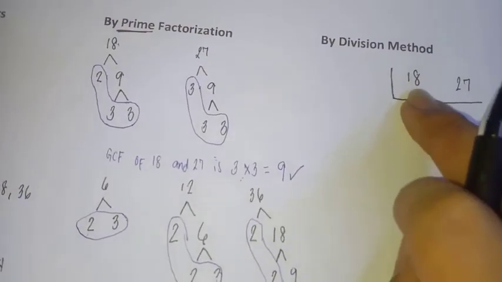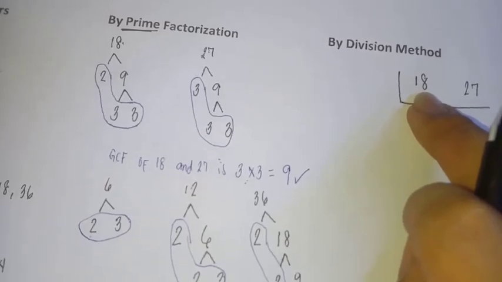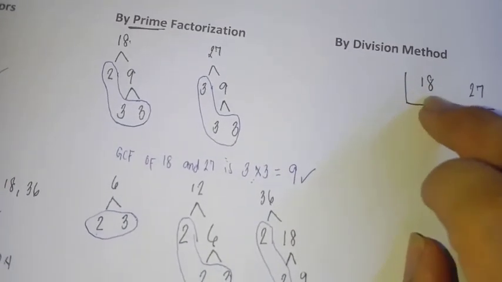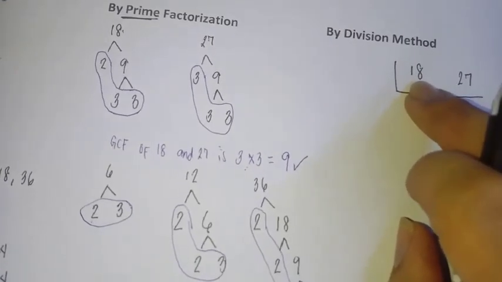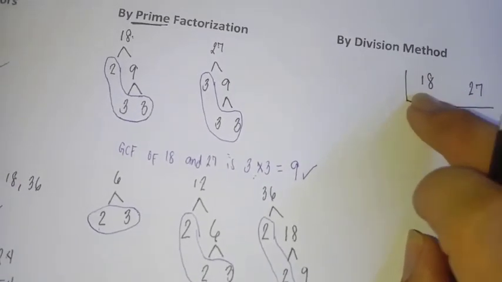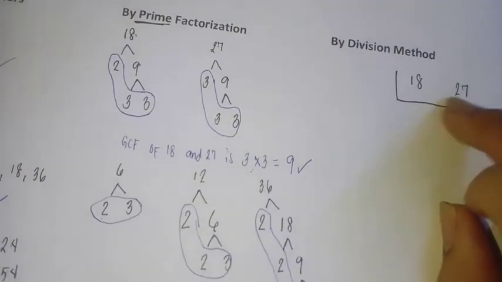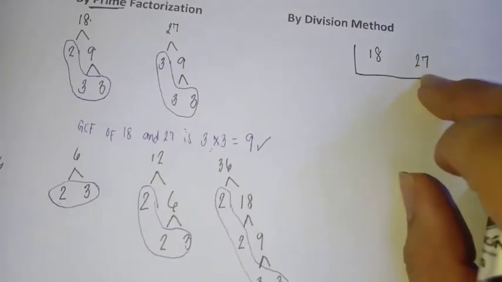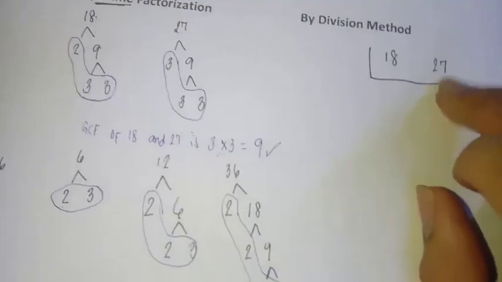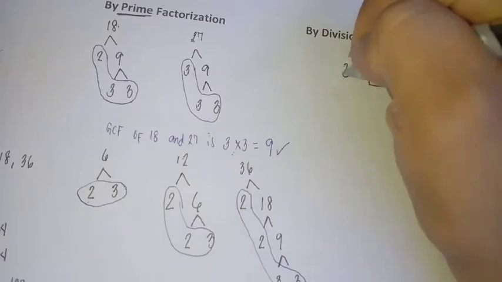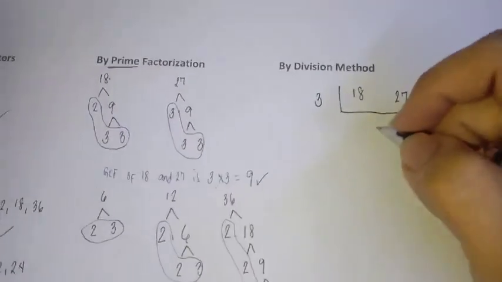How about 3? 18, yes, it is divisible by 3, since the sum of its digits, 1 plus 8, is 9, which is divisible by 3. How about 27? The sum of its digits is also 9. 2 plus 7 is 9, which is divisible by 3. So, 3 yung pinakamaliit na pwede natin gamitin dito.